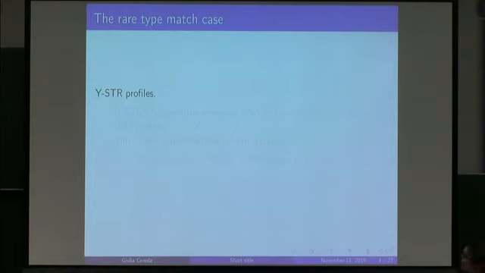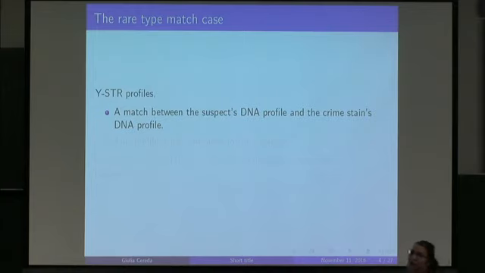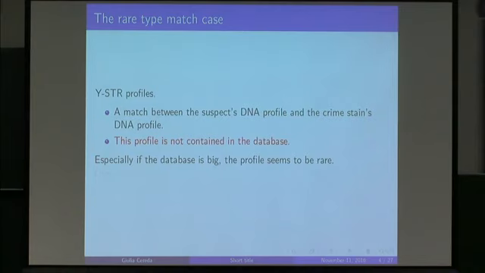So I'm using YSTR profiles. And when you use this data, it typically happens that you have the match between the crime stain profile and a suspect profile. But when you look at your database to try to assess the rarity of this profile, you realize that actually this YSTR profile is not in your database. So if the database, for instance, is big, it's likely that it's a rare profile in the population, but you really need to try to assess how rare it is.